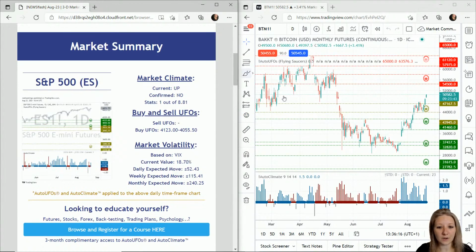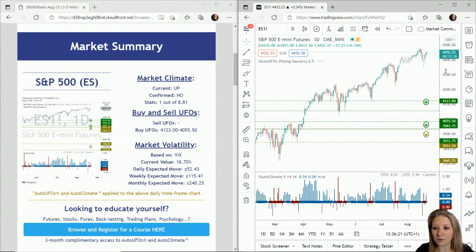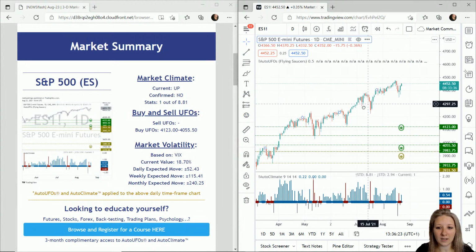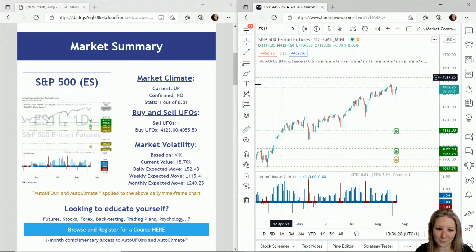Okay, so let's look at the first market, which is the S&P 500. We're looking at the ES, which is the futures for it. Essentially, if you don't have any clue what I just said, we are looking at a representation of US stocks. That's what we're looking at.